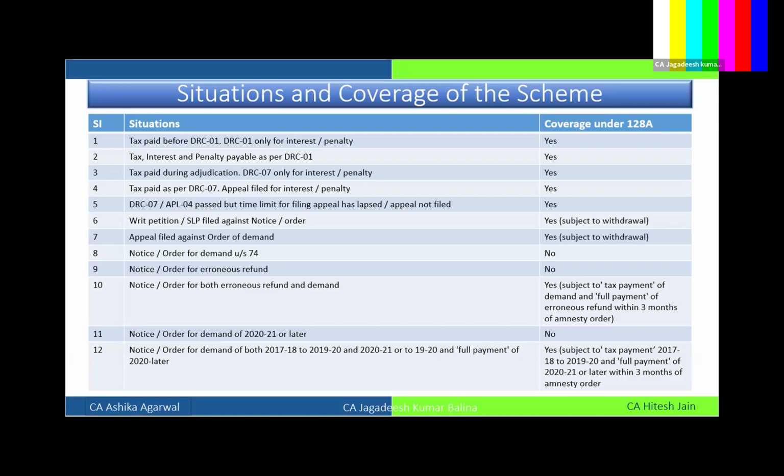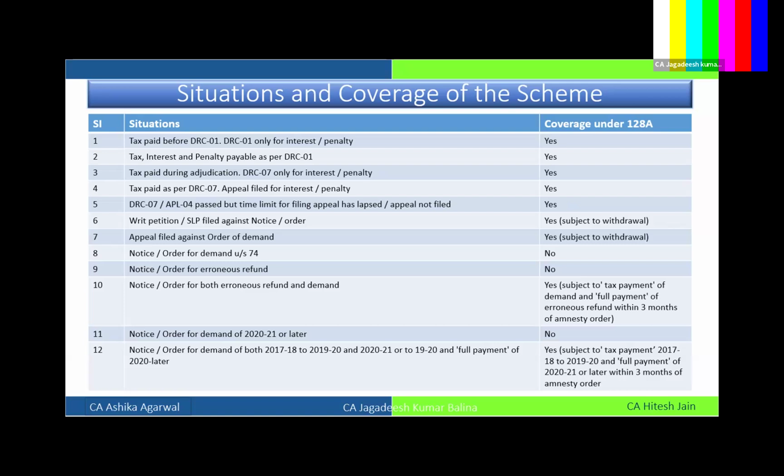So notice or order for demand for 2021 or later. This scheme is applicable for the first 3 years, right? 17-18, 18-19, and 19-20. If you got any order or notice for 2021, which is not covered under section 128 yet, in that case you cannot opt. You can opt for the first 3 years only.